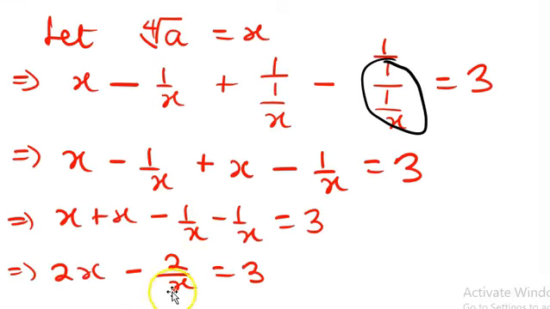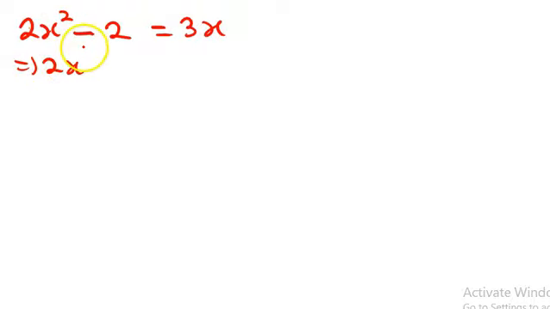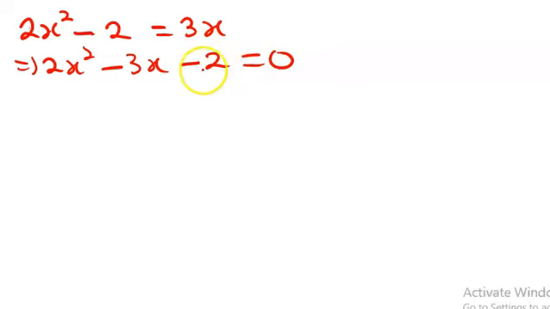We can bring all of them to this side, making first, let's multiply through by x, so that we have 2x squared minus 2 will be equal to 3x. We can bring all of them here. So we have 2x squared minus 3x minus 2 is equal to 0.